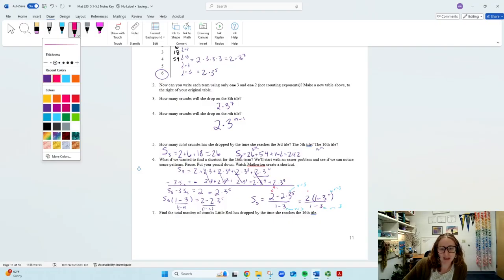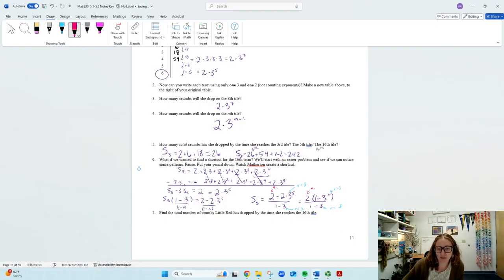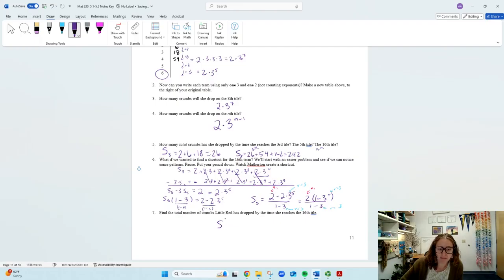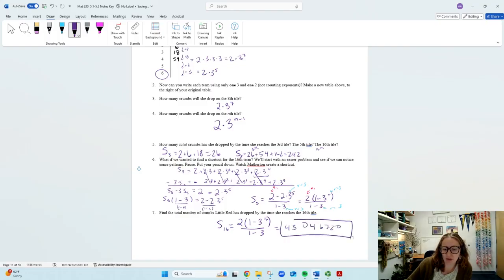This one was my a sub 1 that I started out with, and then this 1 and this 1 are kind of just always there. So if I were going to use that to actually find the total number of crumbs, my 16th partial sum, I would start out with that 2. I would have 1 minus, my ratio was 3, and then this was my 5th sum with a 5 there, so this is going to be 3 to the 16th power all over 1 minus 3. And it's actually going to be this insanely huge number, but that gives me my partial sums.